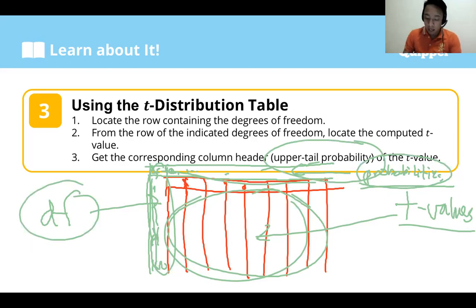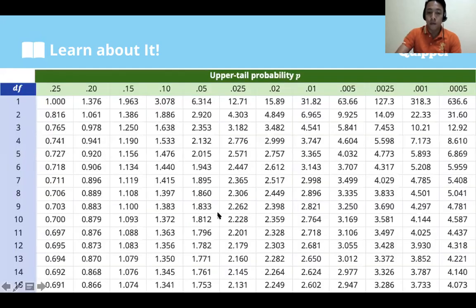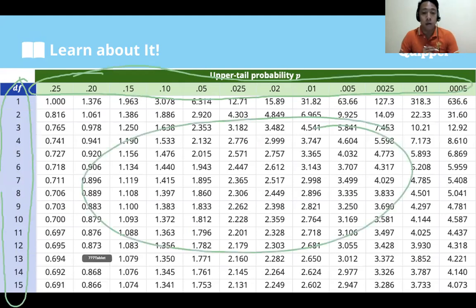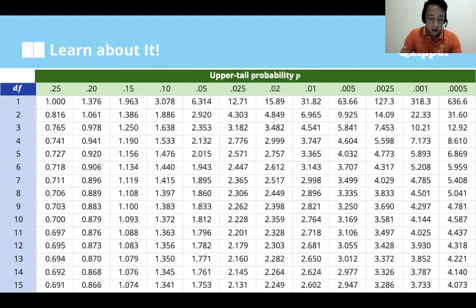Okay, I will show you an example of this one. So this is an example of the upper tail or t distribution upper tail probability. Okay, so we have here the DF, 1 to 15 muna, and then these are the probabilities, right? And these are the T values. Okay, so for example, ang nakuha mong T value is 2.764. Okay? Ang tinatanong is what will be the probability? So, tignan mo lang siya dito.